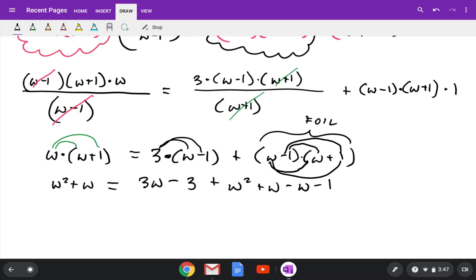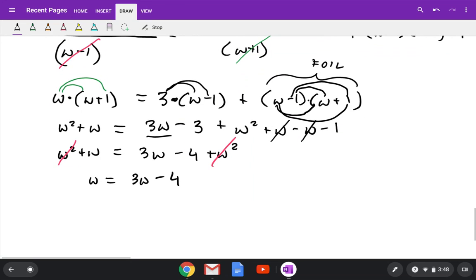Organize, simplify, and move everything to solve for w. So we have w squared plus w equal 3w, this positive w and negative w are opposites, so they cancel. So we have 3w, negative 3 minus 1 will give you negative 4, plus w squared. So nicely, because we have w squared on the left and w squared on the right side, they will cancel. Okay, so we end up here with w equal 3w minus 4, and just solve for w.